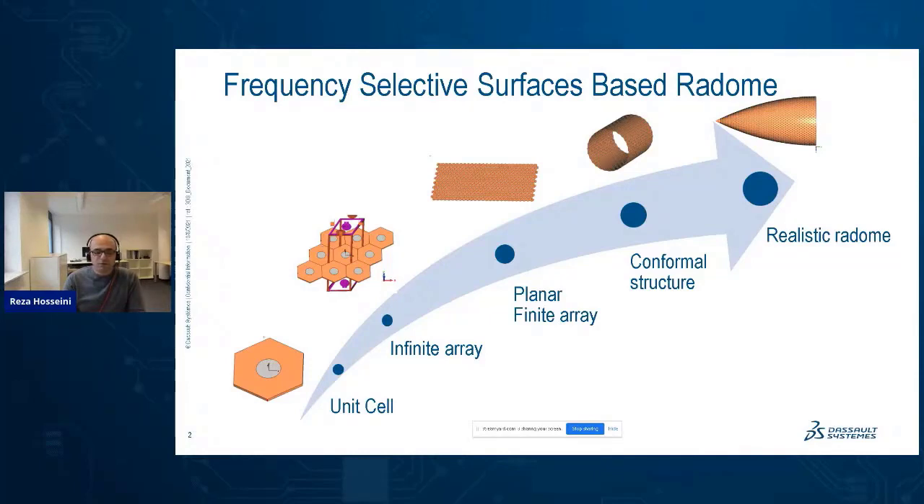This workflow shows that we start from a single unit cell level, and then we can extend it for infinite array simulation. Then we go to a planar finite array, and then we can have a conformal structure, and then at the end, a realistic Radome based on the FSS structure that we designed.